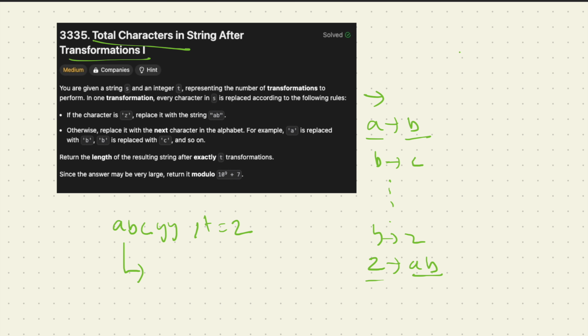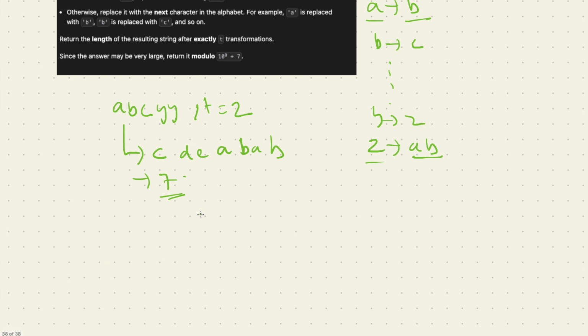the answer would actually be C D E A B A B, which is of length 7. So you need to return 7. Now how to approach this question actually?